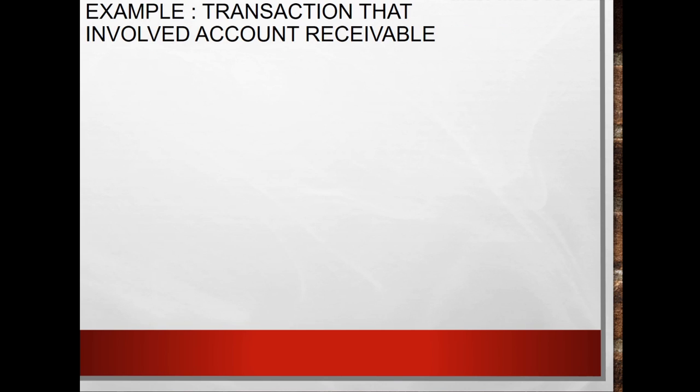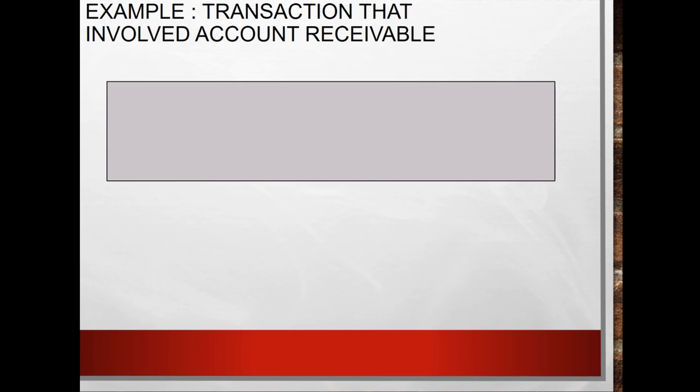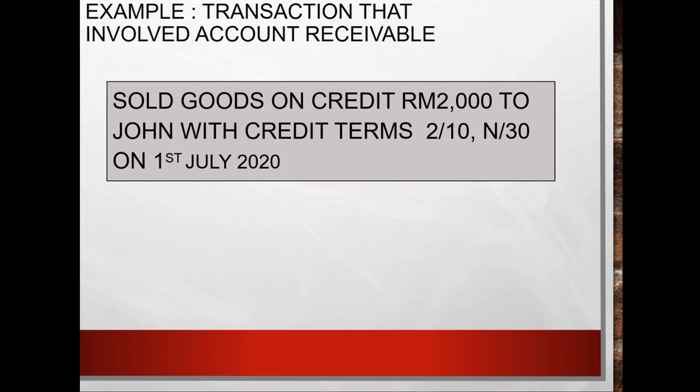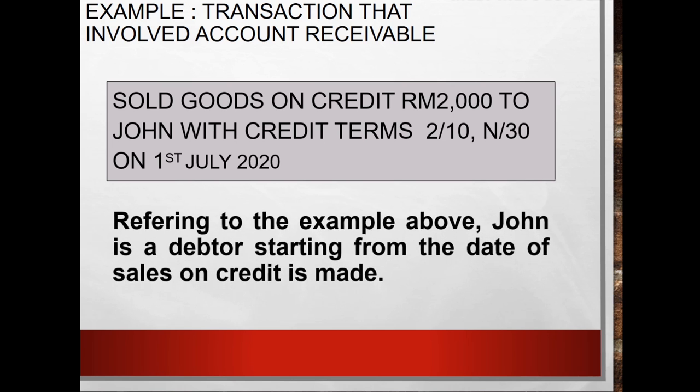Example of a transaction that involves accounts receivable: sold goods on credit RM2000 to John with credit terms 2/10, n/30 on 1st July 2020. Referring to the example above, John is a debtor starting from the date the sale on credit is made.